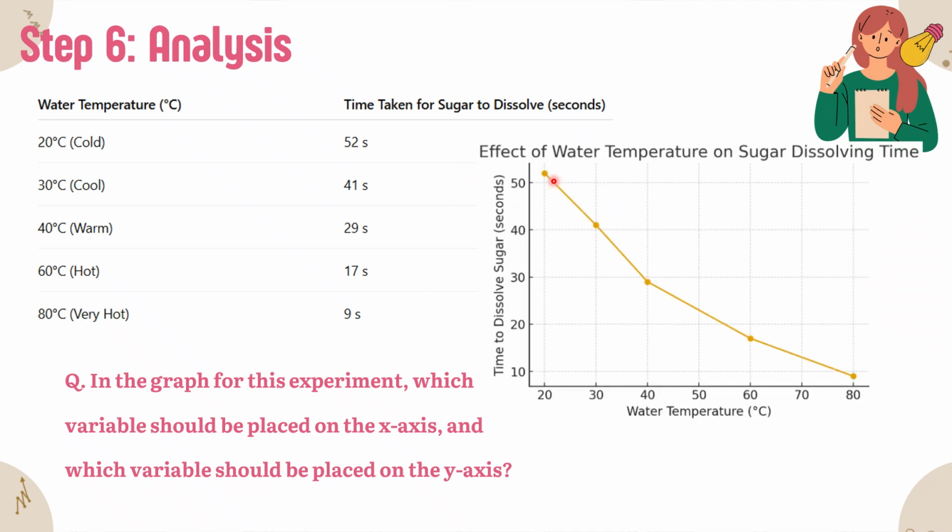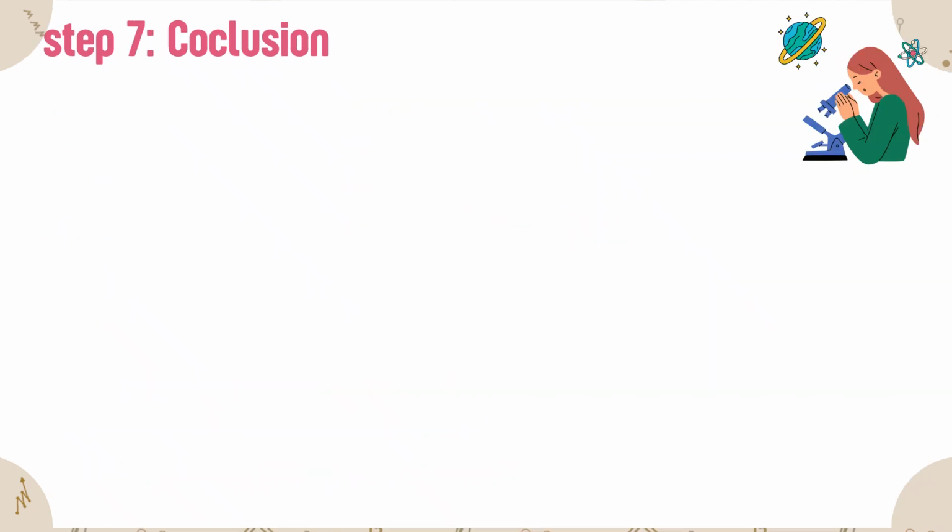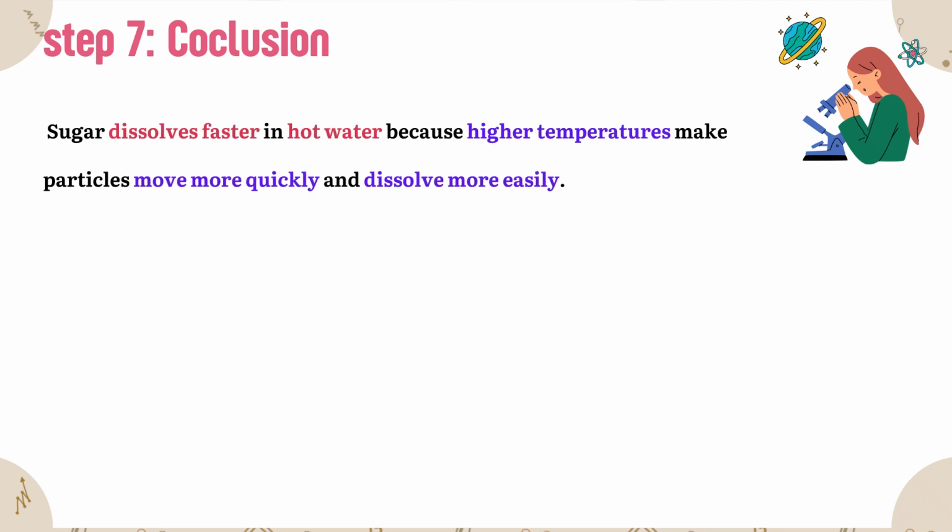So following this trick, here is how my graph will look. That is, I've plotted time on the y-axis and the temperature of water on the x-axis. So this is the graph that I'm going to end up with after performing an experiment. After analysis, it's time to conclude everything.